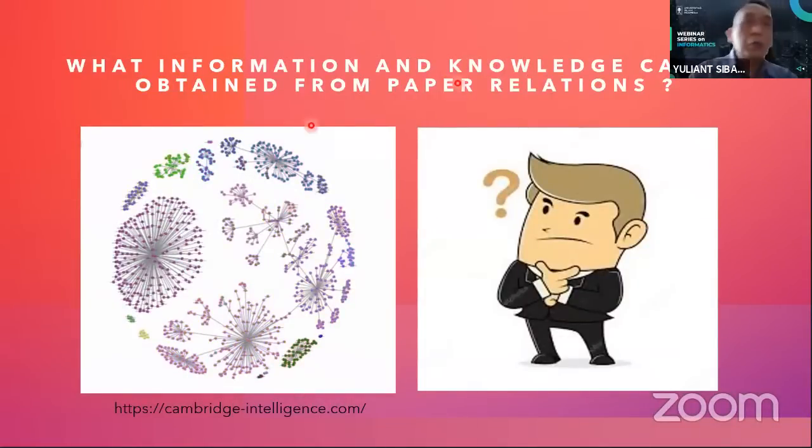The question is, what information and knowledge can be obtained from paper relation? This is the core of data science, I think. When the problem is paper relation like this, we have to know what information and knowledge can be obtained from paper relation. Here are some examples of the information and knowledge that we can obtain from this paper relation.